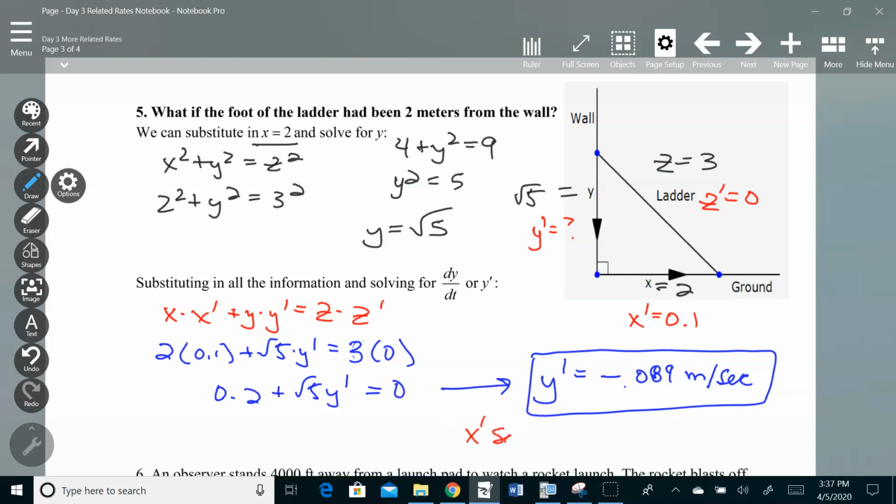X prime was the same, but y prime increased as x increased. That means the farther that x gets away from the wall, the faster the top part of the ladder is going to fall down the wall.